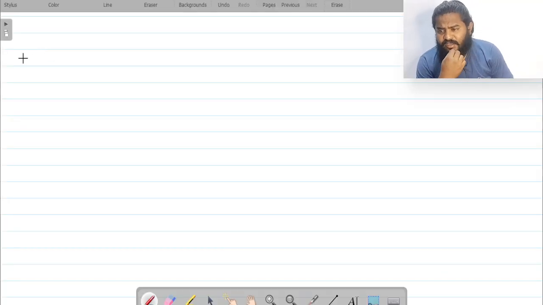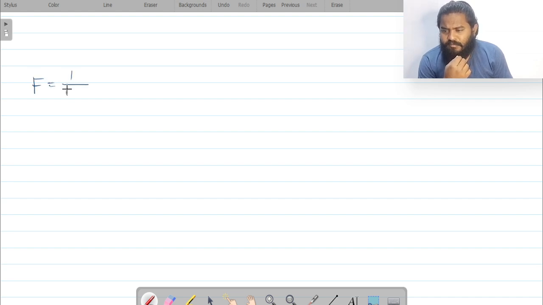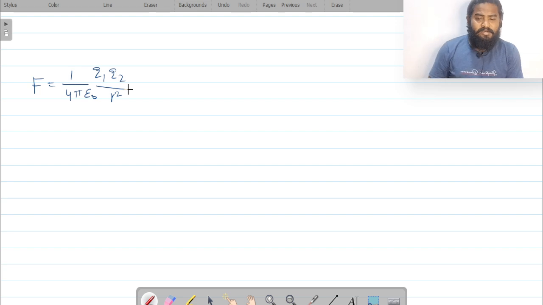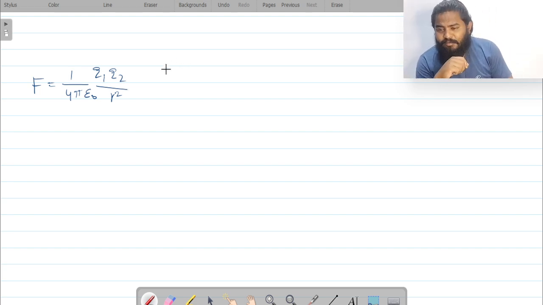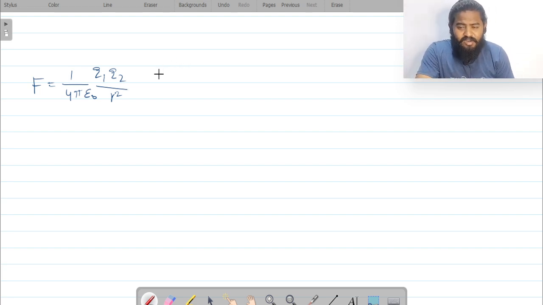So actually F is equal to 1 by 4 pi epsilon naught Q1 Q2 by R square. This is the formula which we use to find out the magnitude of the force between two charged particles. It may be a repulsive force or an attractive force. But at an advanced level, you'll get problems where they give you a uniformly charged rod or ring, etc.